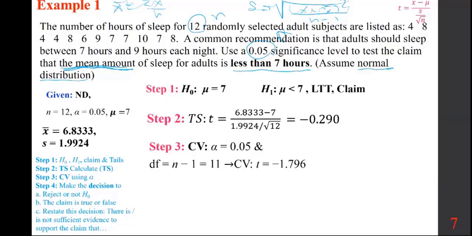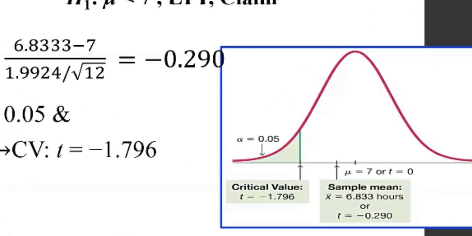All you have to do is compare these two numbers by looking at the graph. Alpha is 0.05, critical value of negative 1.796, and the test statistic is larger than that. It's to the right of it, way into the non-rejection region. Therefore, do not reject H0, or fail to reject H0, whatever.